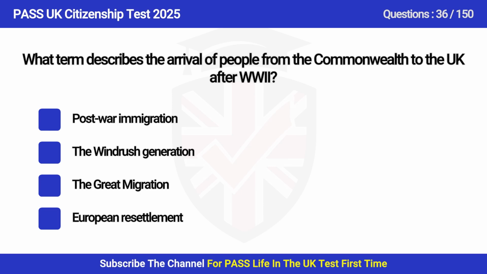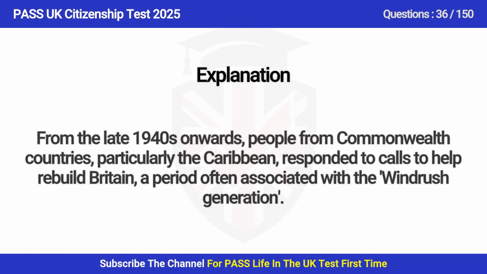Question 36. What term describes the arrival of people from the Commonwealth to the UK after the war? A. Immigration, B. The Windrush generation, C. The Great Migration, D. European resettlement. Answer is A. Immigration. From the late 1940s onwards, people from the Commonwealth, particularly the Caribbean, responded to calls to help rebuild Britain, a period often associated with the Windrush generation.